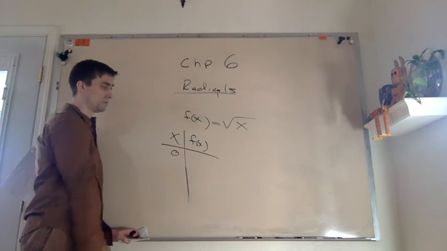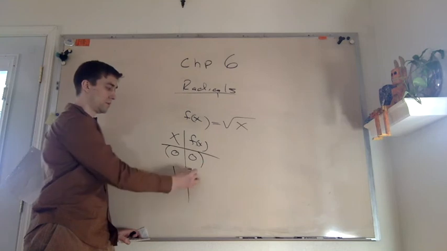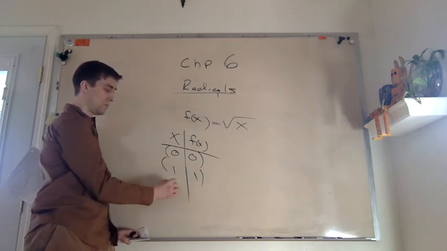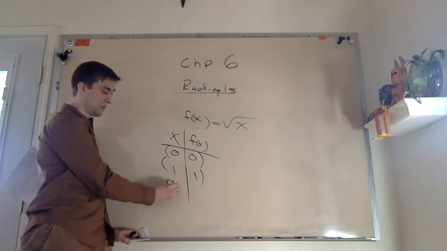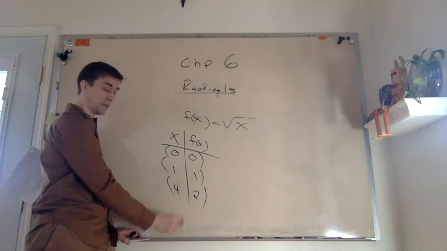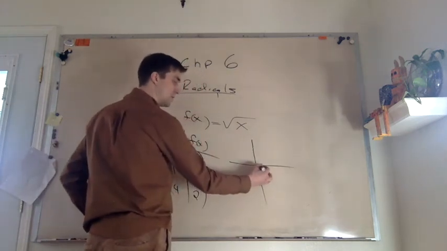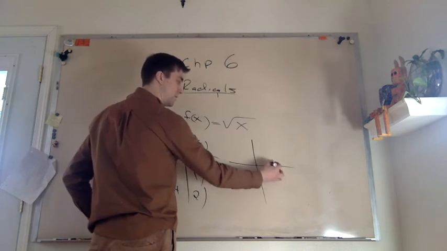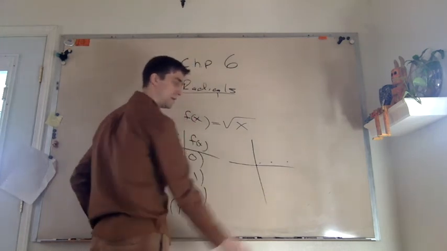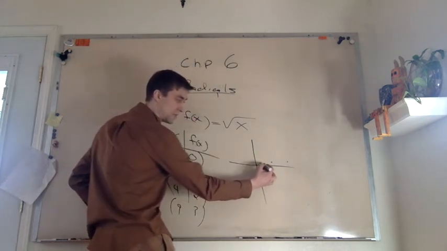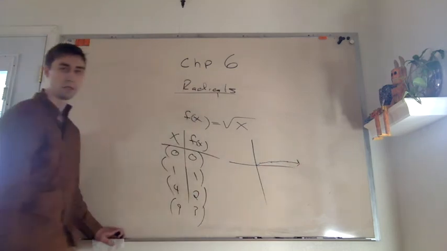So maybe start with 0. Square root of 0 is 0. Go to 1. Square root of 1 is 1. You could go to 2, but the square root of 2 is some repeating decimal. So I would maybe pick 4 at this point, because then you'll get exactly 2. Plot all these points. 0 is here, 1 is here, 4, 2 is here. Maybe pick 9, you'll get 3. 9, 3 is here. What's happening is you're getting this slow sloping curve that goes that way.